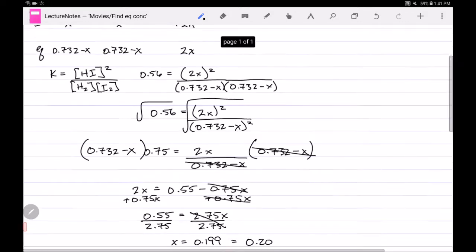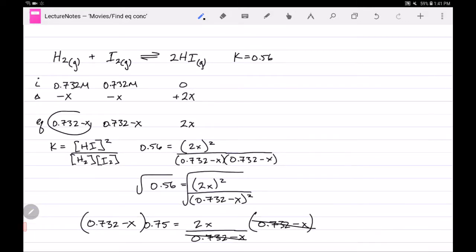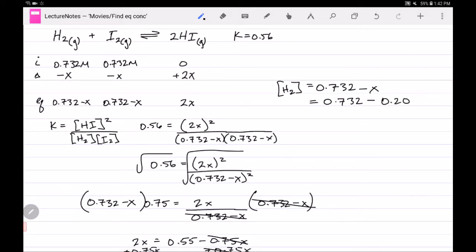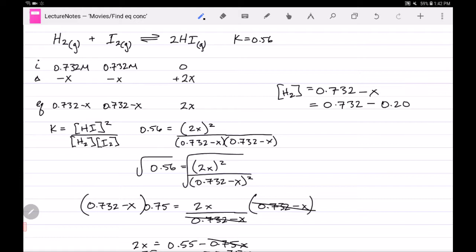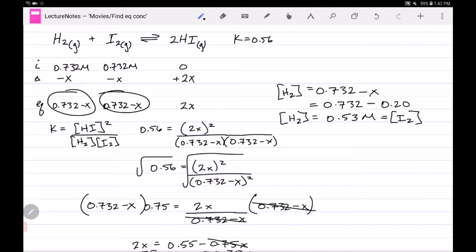Now remember that solving for x is not the end of the problem. What we were looking for is the equilibrium concentrations of hydrogen and iodine and hydrogen iodide. So the equilibrium concentration of hydrogen is 0.732 minus x, where x is 0.20. So the equilibrium concentration of hydrogen is 0.53 molar, and that's equal to the equilibrium concentration of iodine because it's the same expression here for both of these.